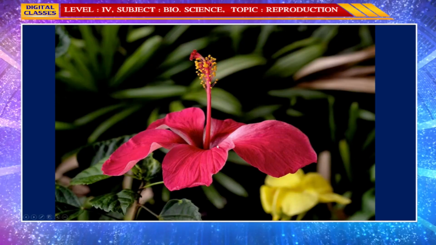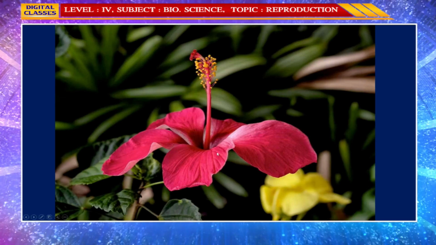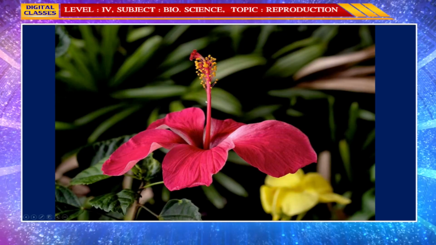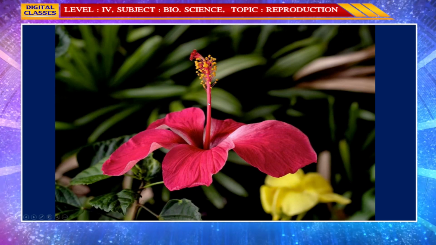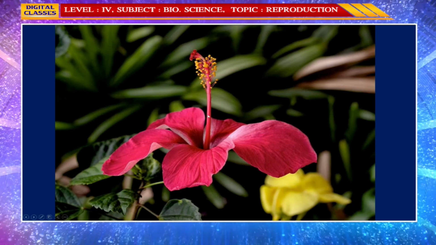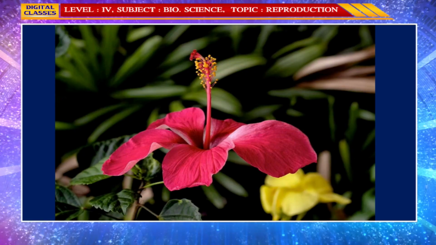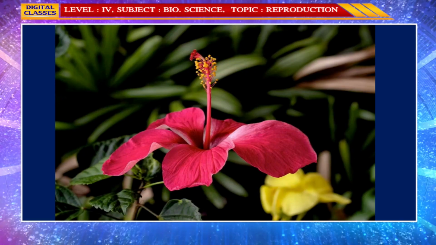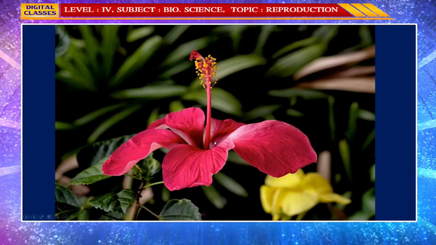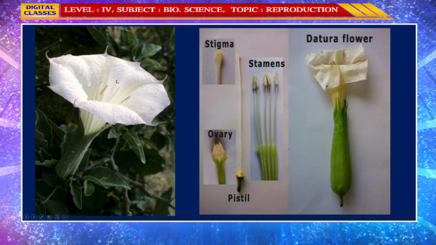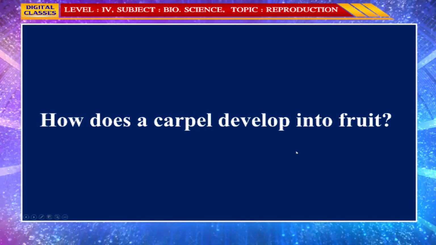Now, observe this flower. It has all the four parts, that is calyx, corolla, androecium and gynoecium. So, this type of flowers are called as bisexual flowers. If a flower has androecium and gynoecium, that is stamens and pistil in it, it is called as bisexual flower. Example, hibiscus and datura. Now, we will see how does a carpel develop into fruit.